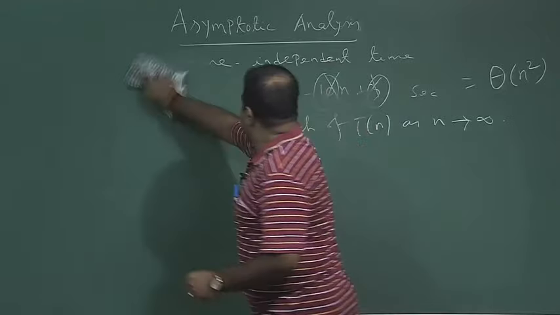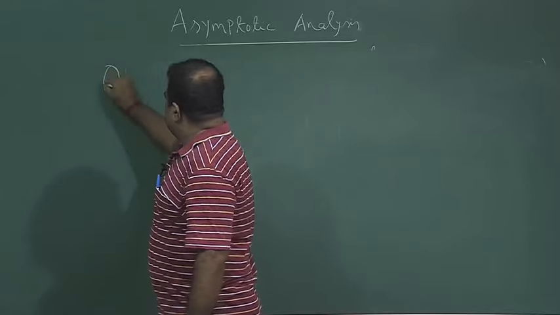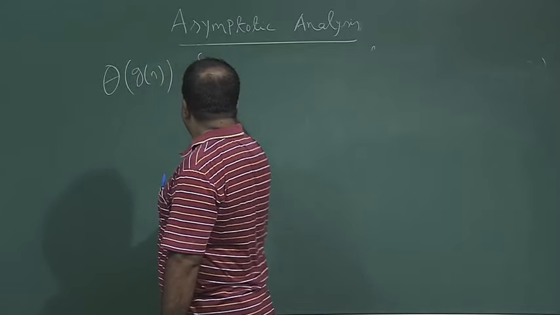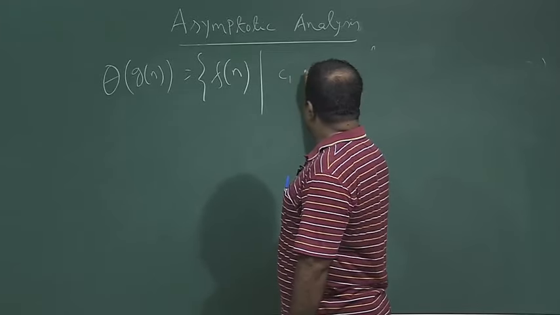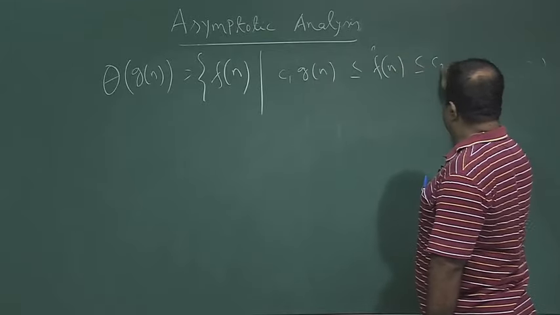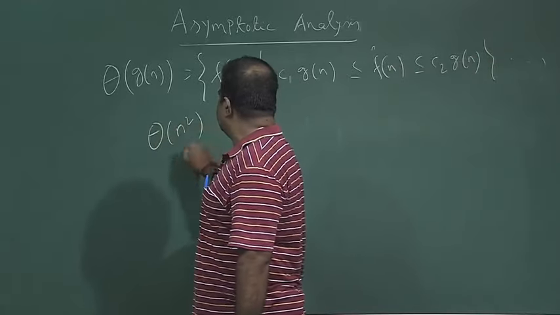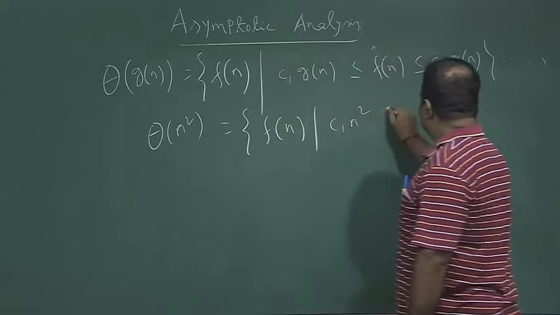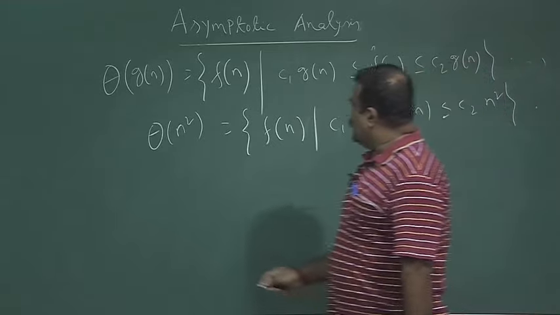Okay. So now, big theta of g of n is the set of all functions f n such that there exist two positive constants C1 and C2 and f n is bounded by this. That means big theta of n square, if g n is n square, is the set of all functions f n such that C1 n square is less than or equal to f n, which is less than or equal to C2 n square. So now this is the big theta.